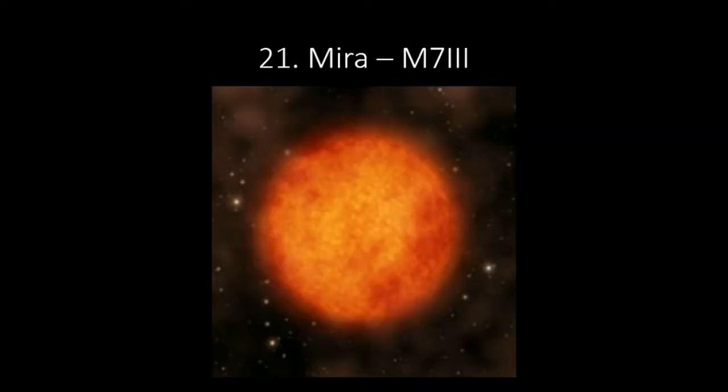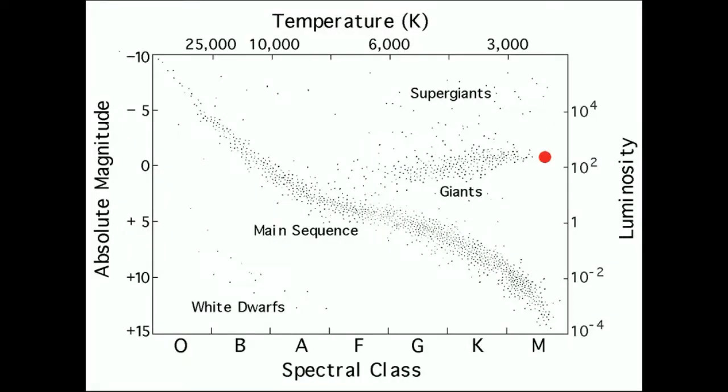Right, number 21, Mira, M7 Roman numeral 3. So Roman numeral 3, it's in the giant region. M7, so near the right side of the M column. Over there. So M7 up here, right side of the giant column.